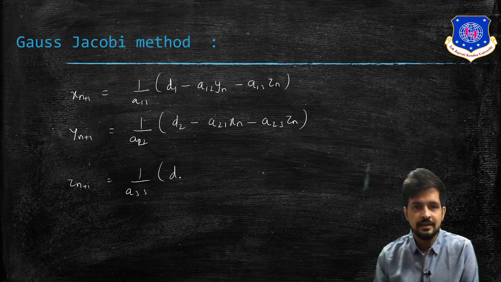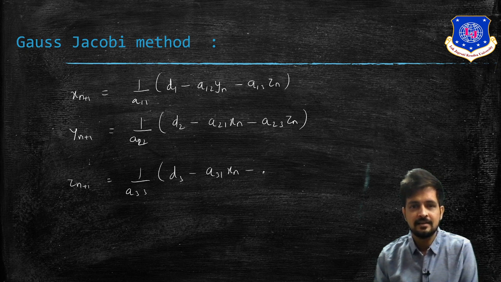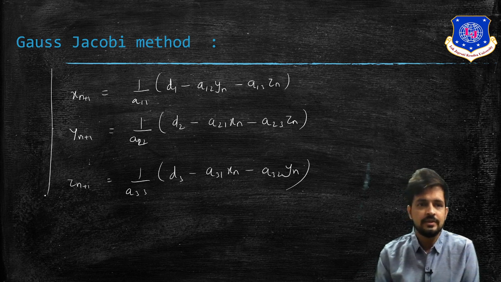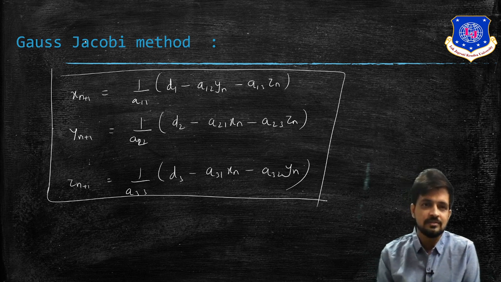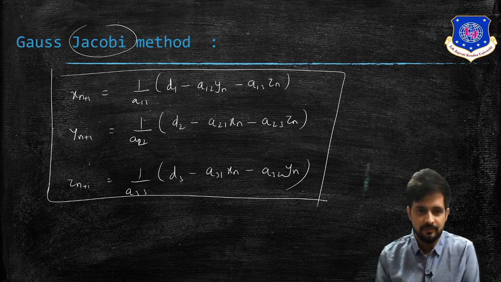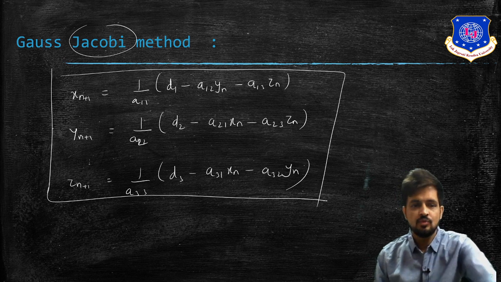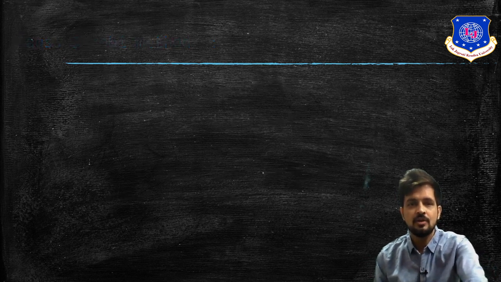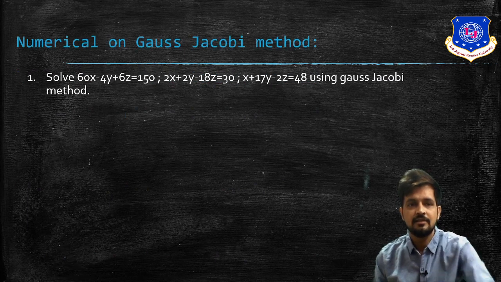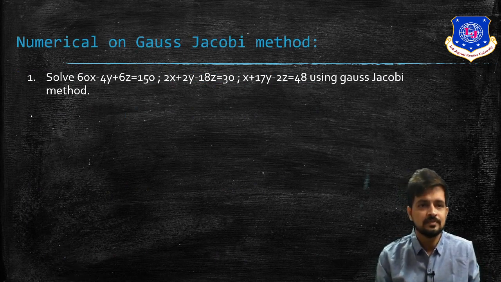1 upon a33 d3 minus a31 xn minus a32 yn. So these are the general equations to find the solution of a system using Gauss-Jacobi method. Okay, it is more time consuming because we are not taking the new value, we are continuing with the old value. Let us see one numerical on the basis of this.